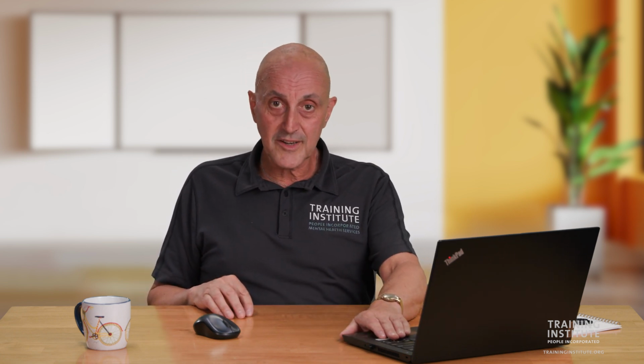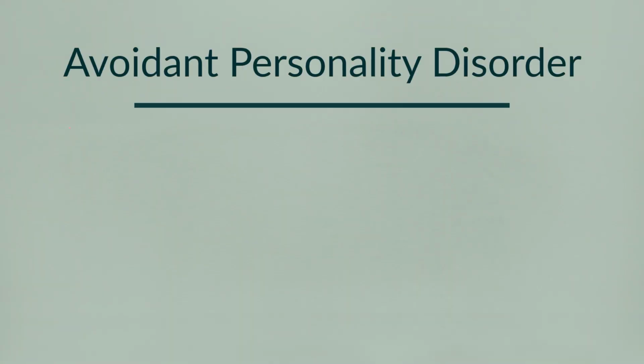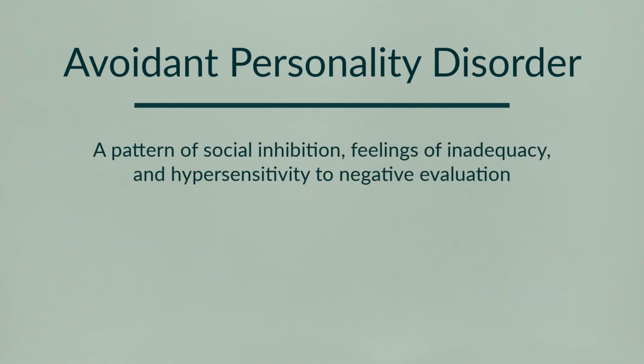The third one is anxious. Types of personalities that are anxious, like avoidant. So by now, as you watch this, you should be thinking, what's the pattern? I'm listening for the pattern. The pattern here is social inhibition, feelings of inadequacy, and hypersensitivity to any kind of negative evaluation.